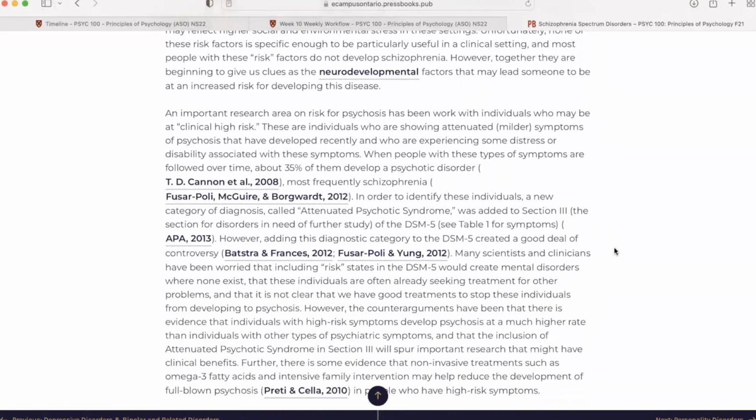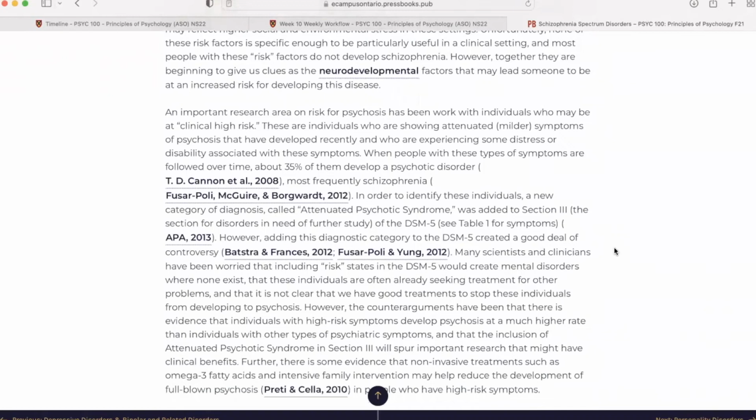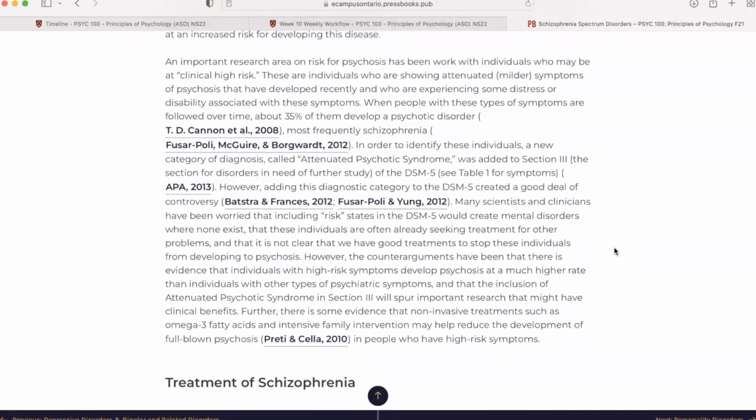An important research area on risk for psychosis has been work with individuals who may be at clinical high risk. These are individuals who are showing attenuated, milder symptoms of psychosis that have developed recently and who are experiencing some distress or disability associated with these symptoms. When people with these types of symptoms are followed over time, about 35% of them develop a psychotic disorder, most frequently schizophrenia. In order to identify these individuals, a new category of diagnosis called Attenuated Psychotic Syndrome was added to Section 3, the section for disorders in need of further study, of the DSM-5.